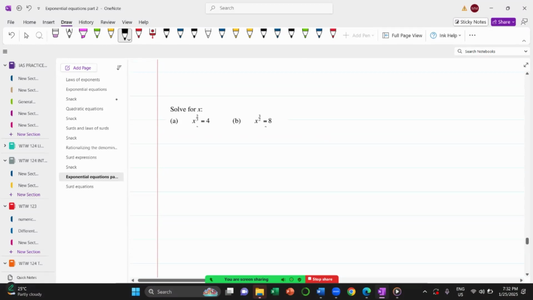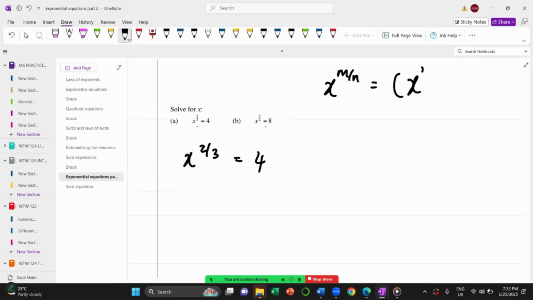So now for this one, they're saying we have x to the exponent of 2 over 3 equal to 4. Right? Check. Remember, what did I say? I said if in case you have x to the exponent of m over n, you are going to have to express it as what? As x to the exponent of 1 over n, to the exponent of what? m. Right? I said that to you.